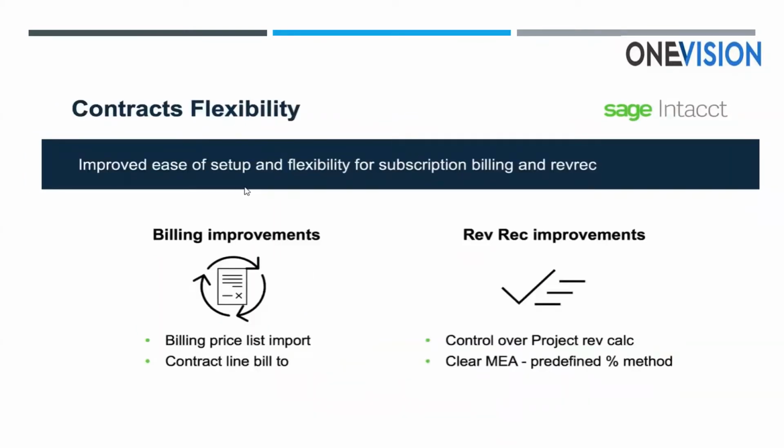Expanded billing flexibility for contracts is included in Release 2. Unique bill-to contacts can now be specified at the contract line level. Also, billing price lists can now be imported using a CSV file. Finally, there is now expanded support for clearing the last active MEA allocation, resetting the applicable revenue schedules to the previous amounts that existed prior to the allocation.